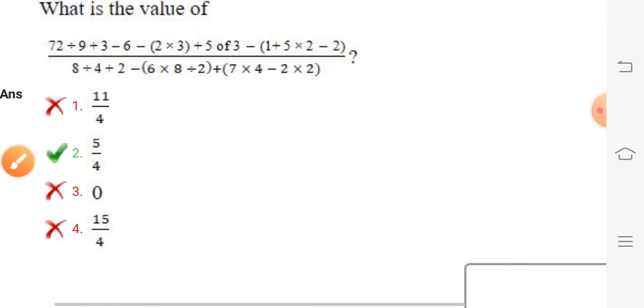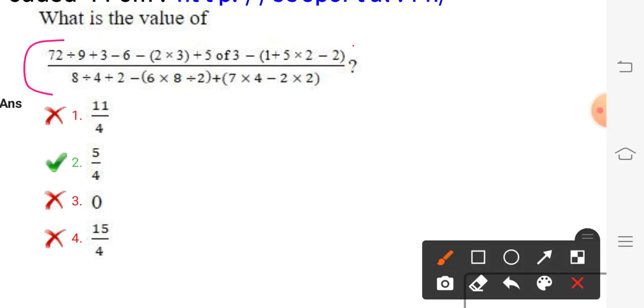Next question. What is the value of this expression? 72 divided by 4. 8 9s are 72. 3 minus 6 minus 3 minus 6. 2 3s are 6 plus 5 of means multiplication. So 5 into 3 is equal to 15 minus 10 minus 2. 5 into 2 is equal to 10. 10 minus 2 is equal to 8. 8 plus 1 is 9 minus 9.